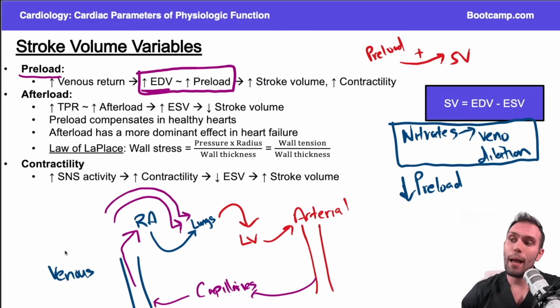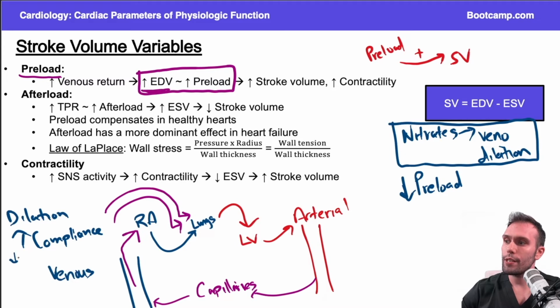When I dilate, I'm allowing the venous side to increase in compliance, okay, because I want it to accommodate more blood when I dilate. So venodilation is going to increase the compliance and allow me to hold more blood, but it's going to decrease the preload, because less blood's going to come back.